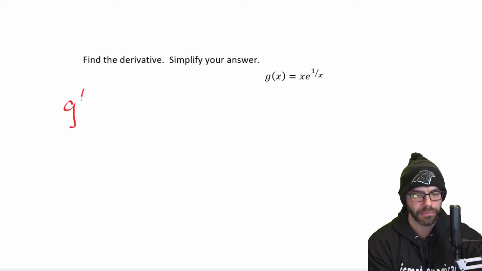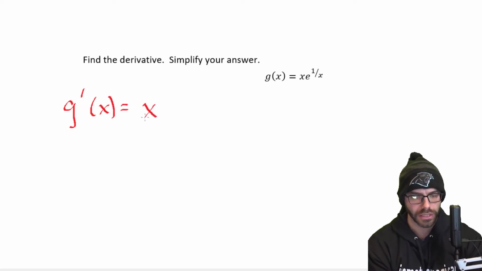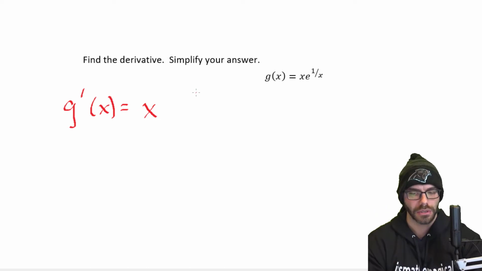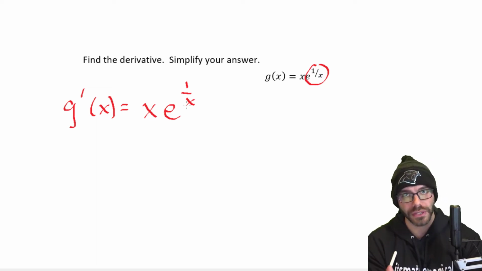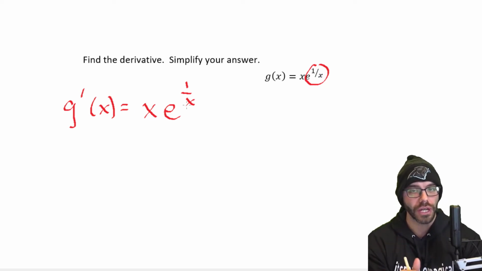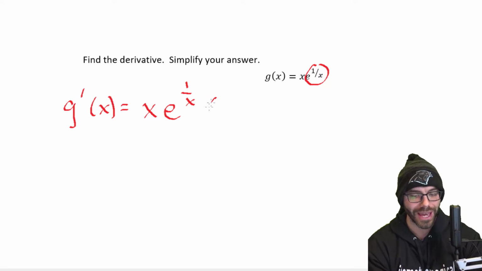All right, so let's see what this looks like. G prime of x is going to be the first, which is x, times the derivative of the second. Now the second is e to the 1 over x power. And so the derivative of that is going to be e to the 1 over x power times the derivative of 1 over x. And so that is going to be negative 1 over x squared.